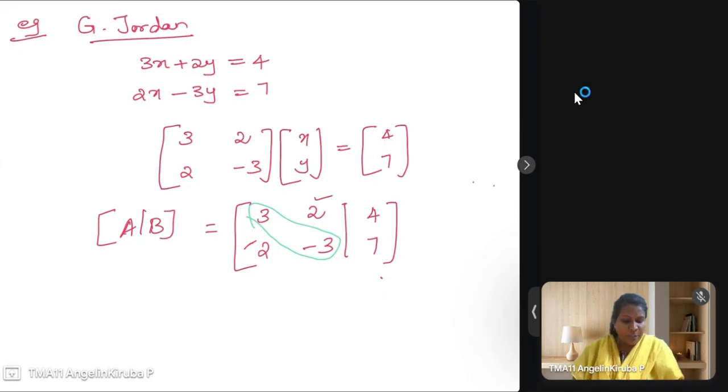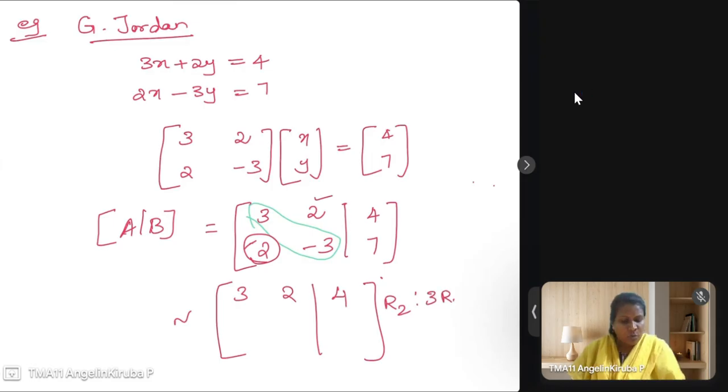So first I am going to make this element equal to 0, and next we'll go to the next. Which is equivalent to, what will we be getting here? 3, 2, 4. And for R2, no other option, we have to do it with R1 only. So 3 times R2 minus 2 times R1. So this element will be 0. This is minus 13 and this is plus 13.